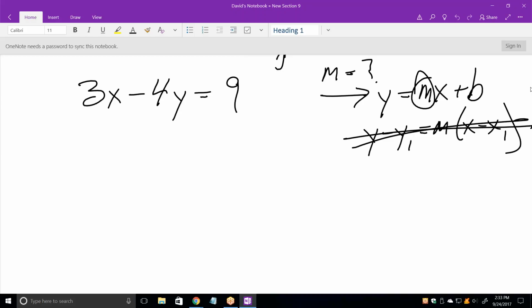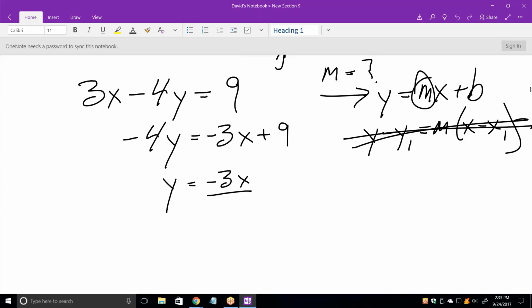Okay, so after you subtract 3x, what do you have? So if you subtract the x, you get a negative 4y equals negative 3x plus, is it just 9 or is it 9 over 3x? 9. At this point, all we've done is subtract 3x from both sides. Now what's next? Then we have to divide by negative 4. Divide both terms. So y gets divided by negative 4, and this term is divided by negative 4.